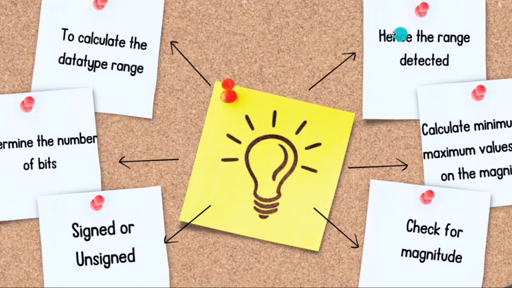So in summary, what we did here is we calculated the data type range. We need to keep two things in mind: determine the number of bits, whether it is signed or unsigned, and then check the magnitude. We get to know the magnitude for the calculation, then calculate the minimum and maximum values based on the magnitude. So with this we deduce the range.